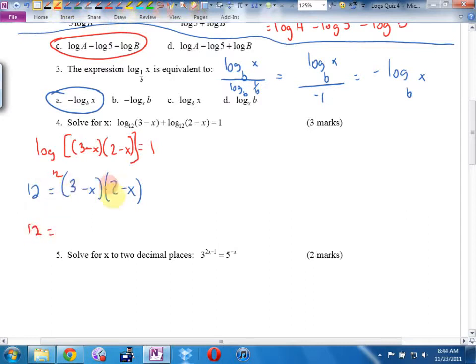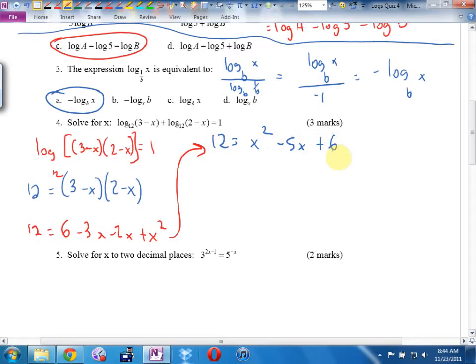I ended up on my next line with 12 equals, and I FOILed this out. Normally I try to do all this in my head, but they got the x's negative and on the end, so I'll be a bit more paranoid and show all my steps. It's going to be 6 minus 3x minus 2x plus x squared. 12 equals x squared minus 5x plus 6.